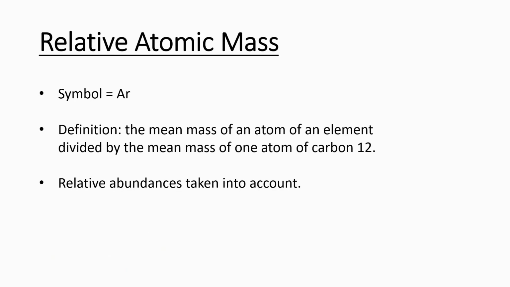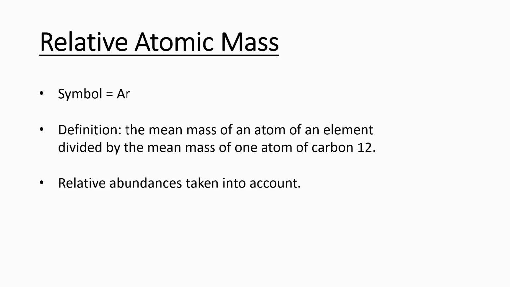We've also looked in previous videos at the atomic mass number. And that's the number of protons plus the number of neutrons in the nucleus of an atom. Here I'm going to discuss something very different, which is the relative atomic mass. The symbol is Ar. The definition is the mean mass of an atom of an element divided by the mean mass of one atom of carbon-12. So here we're comparing the mass of one atom of a particular element compared to the mass of carbon-12.